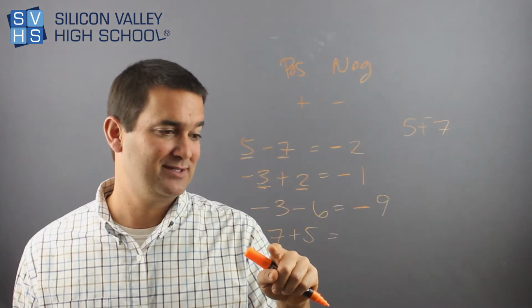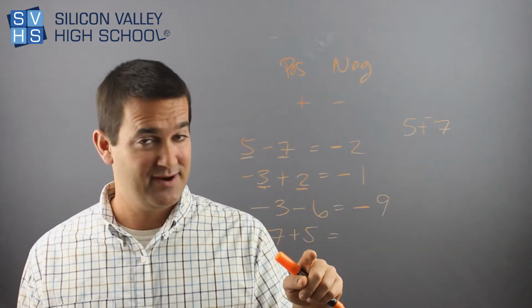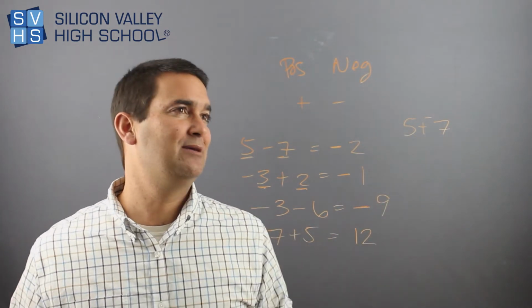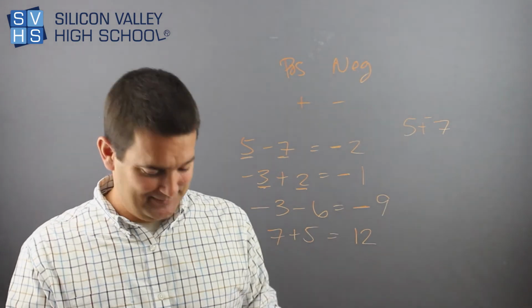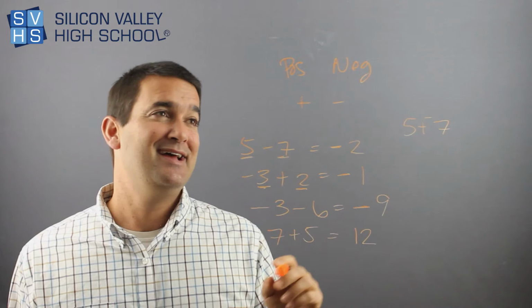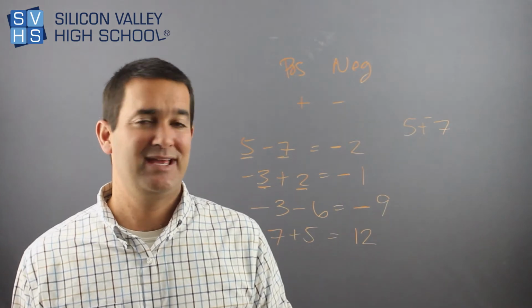So same thing, positive 7 and positive 5. They're not going to fight. They're going to party. It's going to be a positive party, and there's going to be 12 of them there. I think it's the best way to look at it. You know, the whole number line thing is too confusing. This is definitely the way to do it. And this is how you add positive and negative integers.